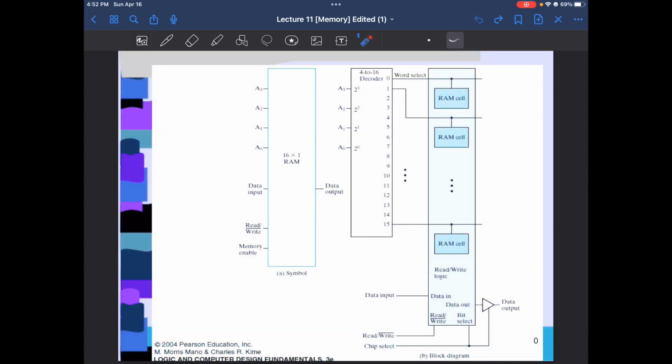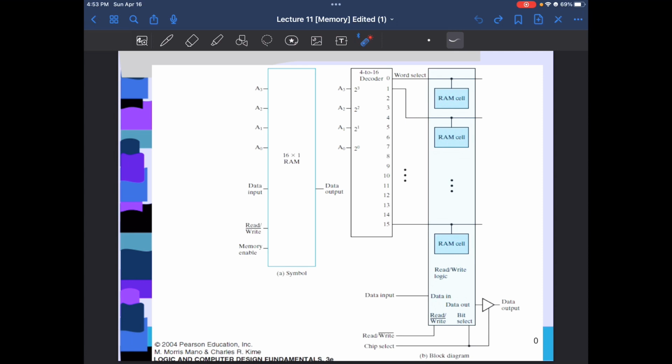Here is an example of a RAM. Picture A shows a symbol of 16 into 1 RAM. It means 16 number of words, and each word contains 1 bit. It has a data input, data output, read and write option. If we have 16 words, then we will have 4 number of address lines.